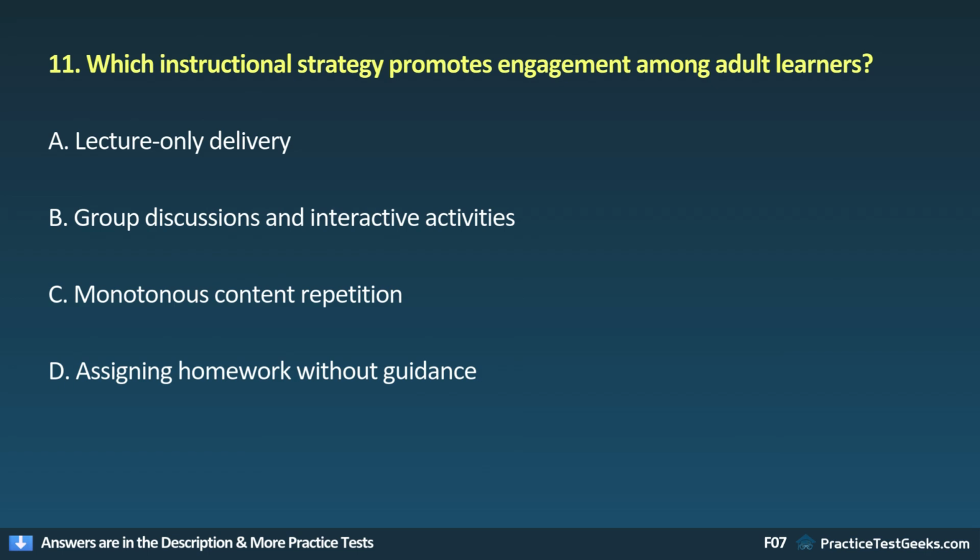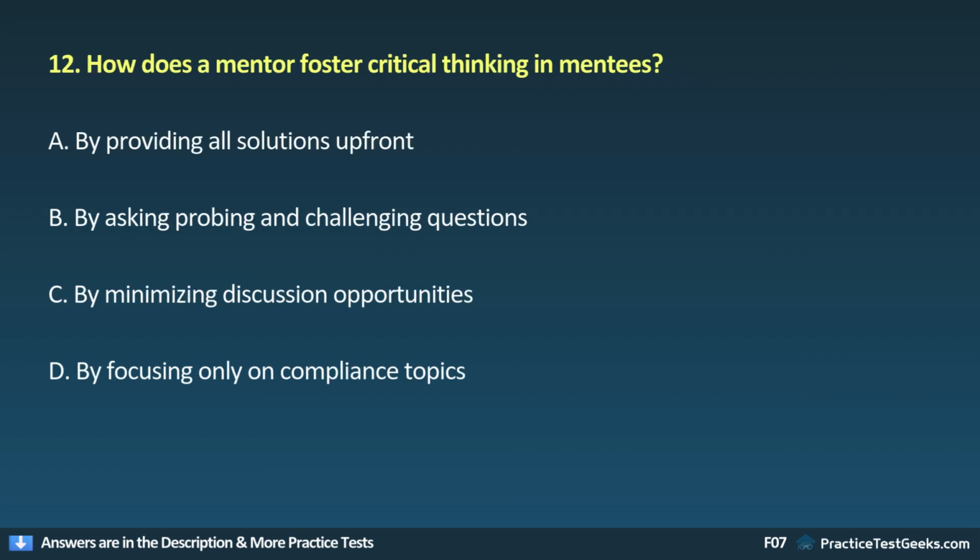11. Which instructional strategy promotes engagement among adult learners? A. Lecture-only delivery. B. Group discussions and interactive activities. C. Monotonous content repetition. D. Assigning homework without guidance.